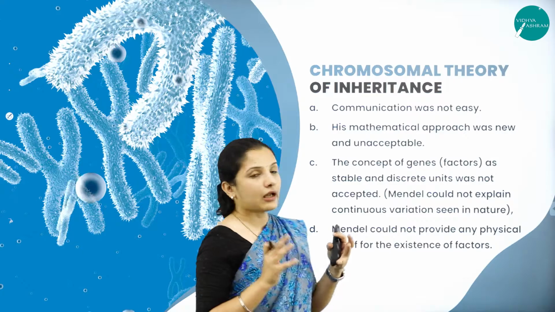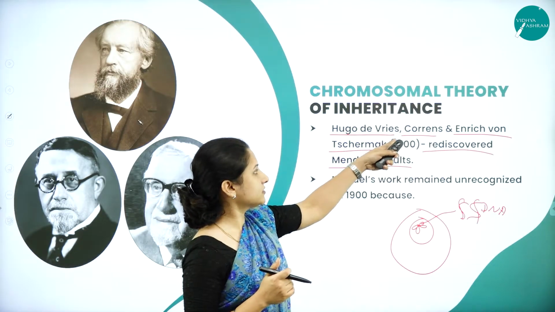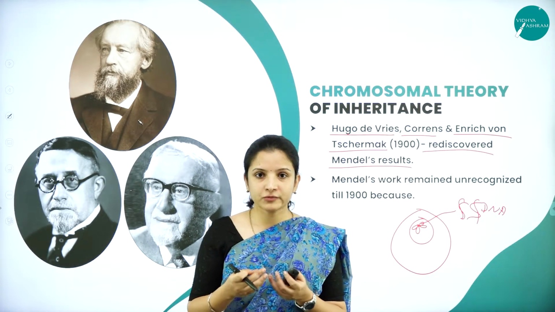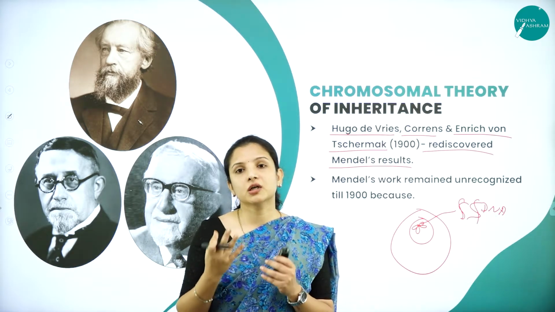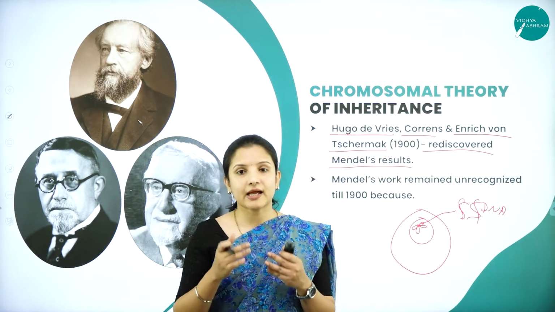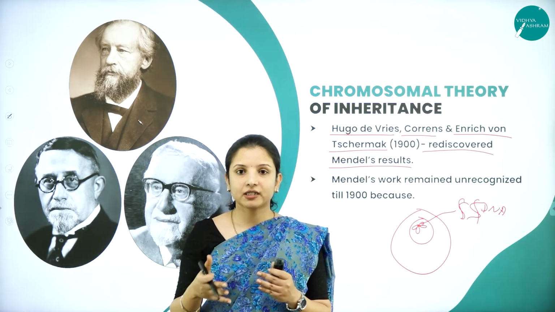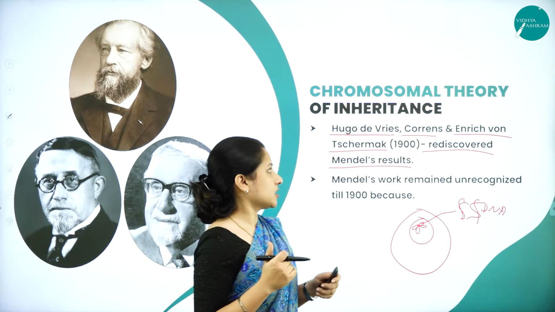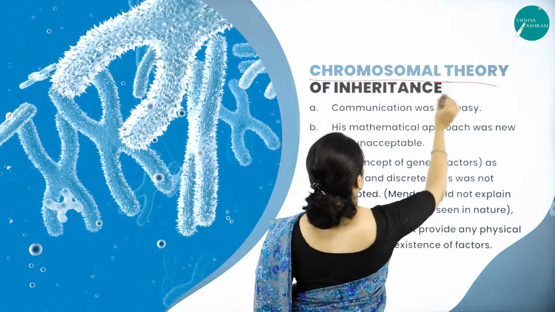So I told you about the experiments conducted by these three scientists, Hugo de Vries, Correns and Heinrich von Schirmer. They studied the chromosomes, and they found out that there are certain factors present in chromosomes. Earlier they were called factors, and they said that those factors are called genes, and genes are the ones which bring about variations or segregation of characters in the parental generation, in the progenies, or in the offspring, or in the F2 generation. So they introduced a theory called the chromosomal theory of inheritance.